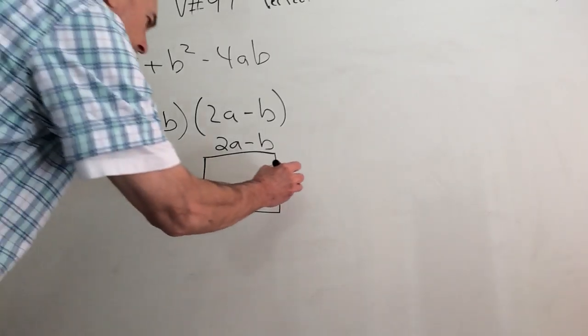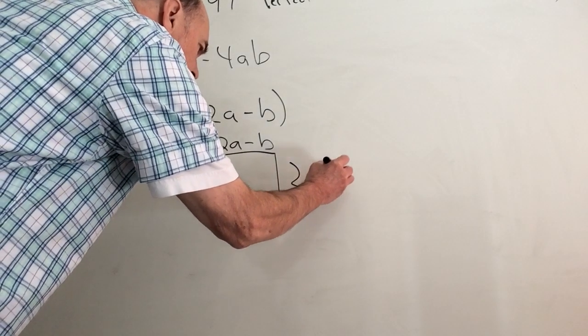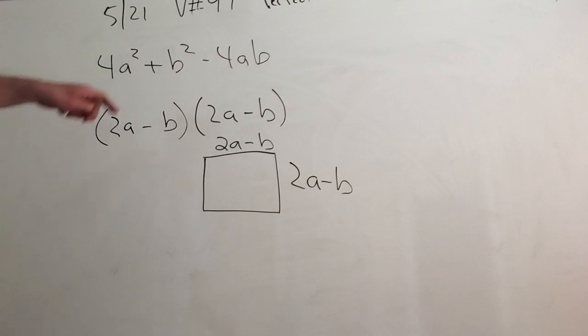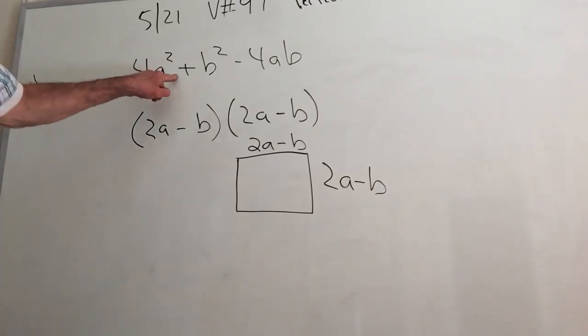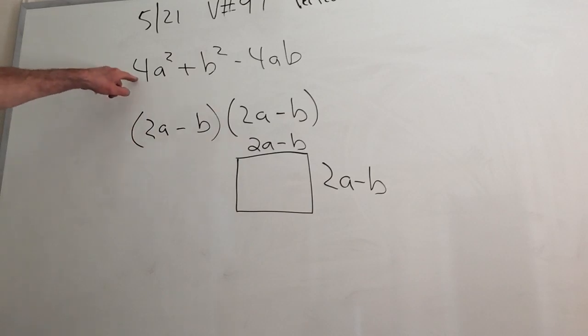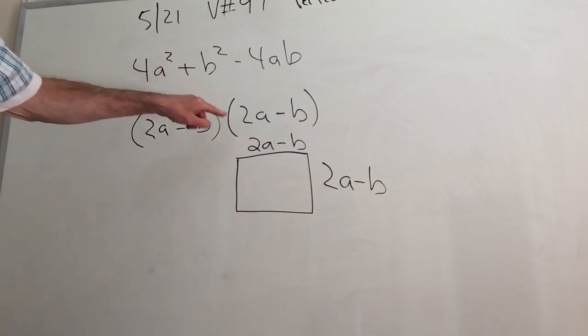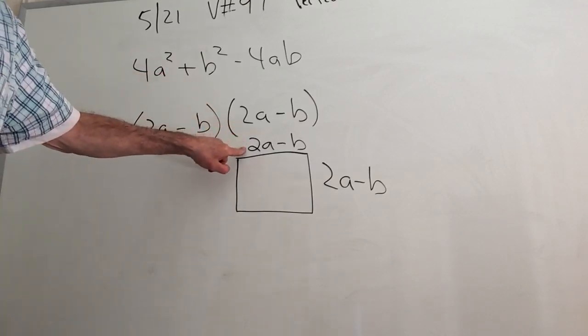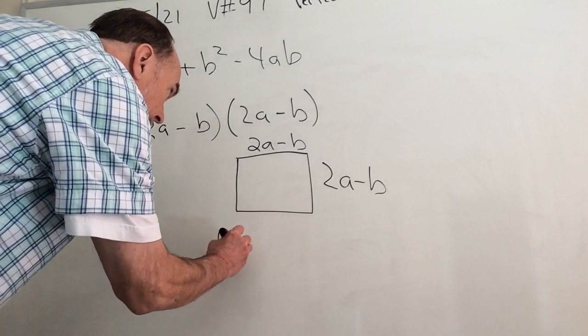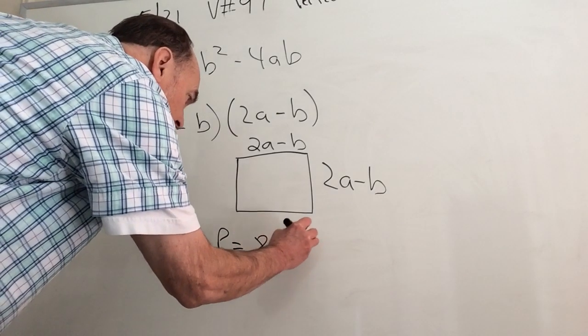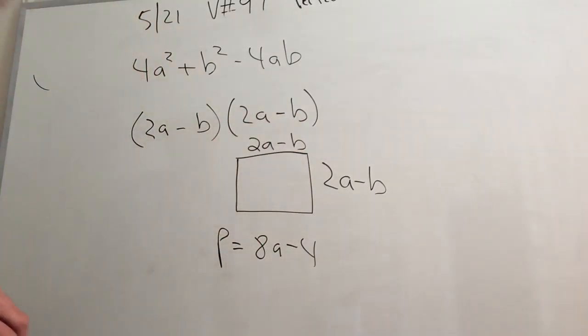You want me to put it over here so you can see it? That's what it represents. This represents the area of a square. This is a perfect square trinomial. You should be following what I'm saying. And this is the area of this trinomial. So you went from the area to the side, which could easily turn into the perimeter. So P would equal 8a minus 4b, because I'm multiplying one side by 4.